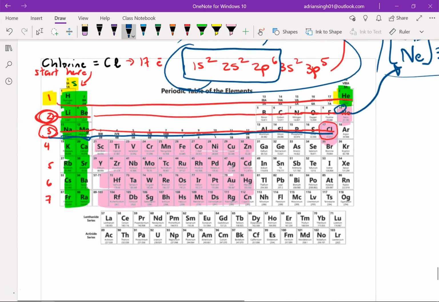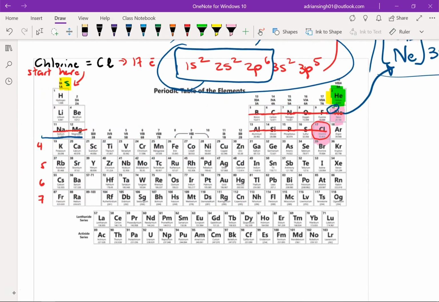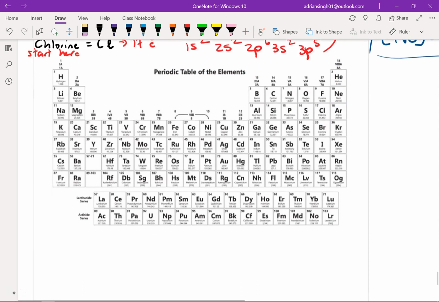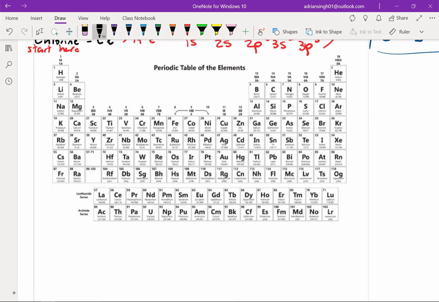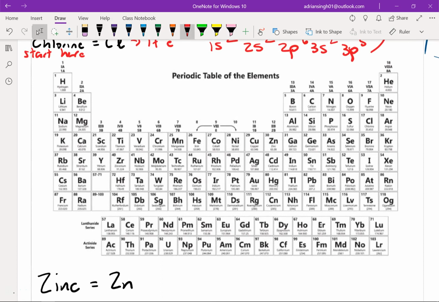All right, let's take a look at another example. Get rid of all of this stuff on here. Okay, and we'll do it at the bottom. Let's do zinc. Zinc is Zn. And the first thing you want to do is to locate it on the table. And zinc is right here. Okay, so atomic number 30 means it's got 30 electrons as well.